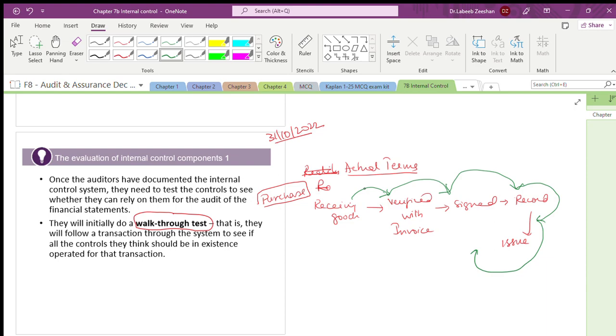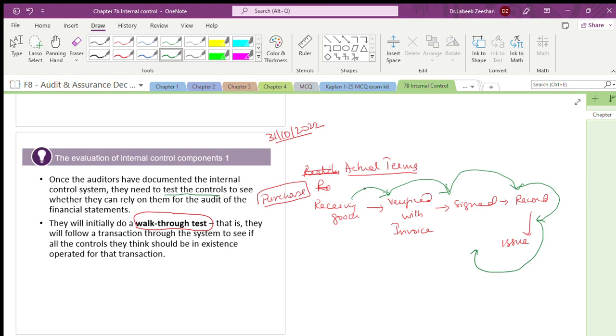Once the auditors have documented the internal controls, they need to test the controls. Internal controls are fine, but you have to test the control. The next 3 or 4 lectures will be only on tests of controls.